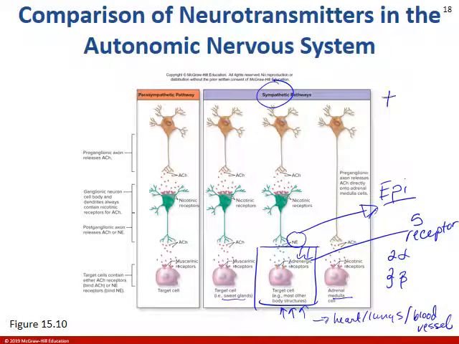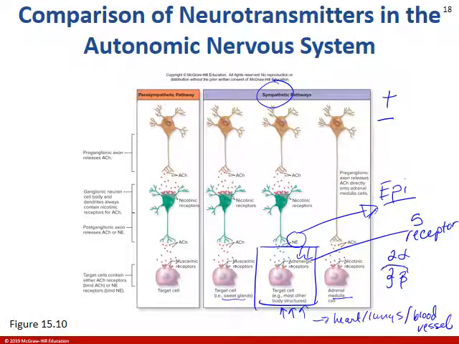Either they're going to be stimulatory or they're going to be inhibitory, depending on which organ they're on, which receptor. So there's a lot more play here than I want to get into, but I just want you to realize why we need to know about these different receptors and these different neurotransmitters. The reason is this is how we design drugs.